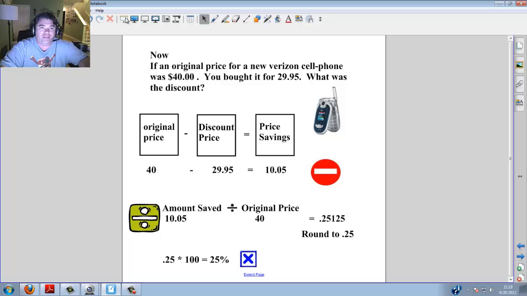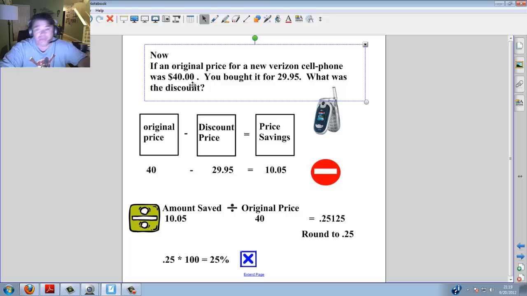We're going to take a look here. If the original price of a new Verizon cell phone, you can see this example is a little dated because it would be an iPhone these days, but that's okay, we're going to say the cell phone is only 40 bucks, which is pretty cheap still. But let's say you bought it for $29.95. I want to know the discount.